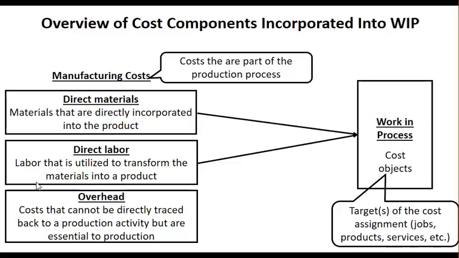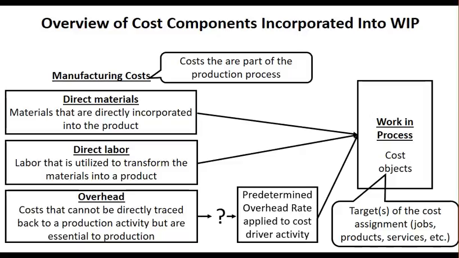Now the area that is difficult to identify is overhead, and these are the costs that cannot be directly traced back to the production activity, but these overhead activities and costs in effect are essential to the production process. If we eliminate this activity for any number of reasons, production will immediately cease. So the problem is that we can't trace these directly back to the cost objects that we've established. So we need to come up with some type of methodology to do that.